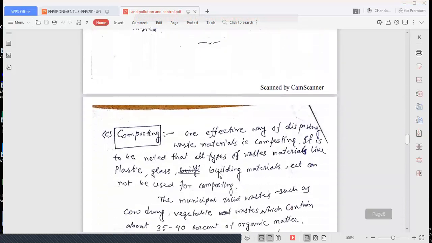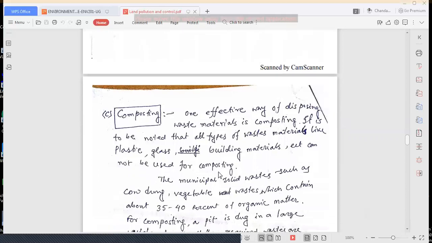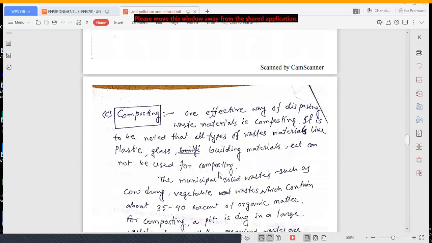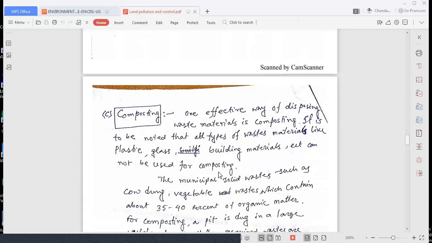Another procedure is composting, mainly of biodegradable waste, kitchen waste, agricultural waste, etc., which are biodegradable. They are composted and converted to compost fertilizer and again reused in the agricultural field. So by these three procedures, composting, incineration, and landfill, solid waste is mainly disposed of in India.